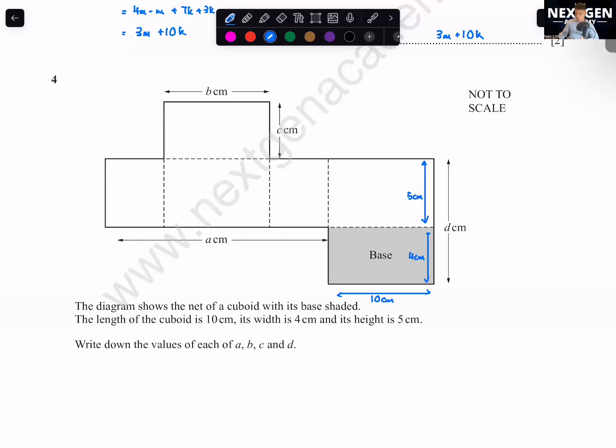Got it? Length, width, and height. Okay, be careful when you calculate this. Okay, first one, we want to find what is A. Okay, how can we find A here?